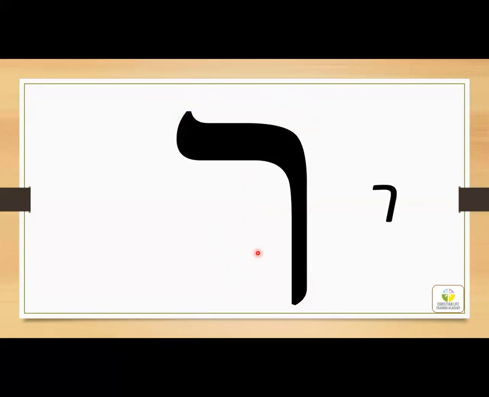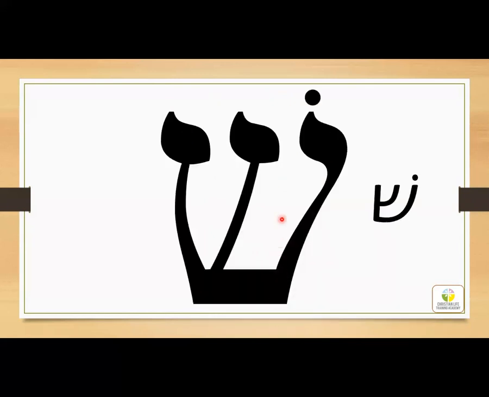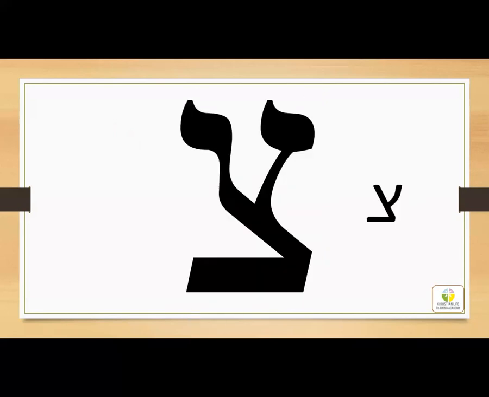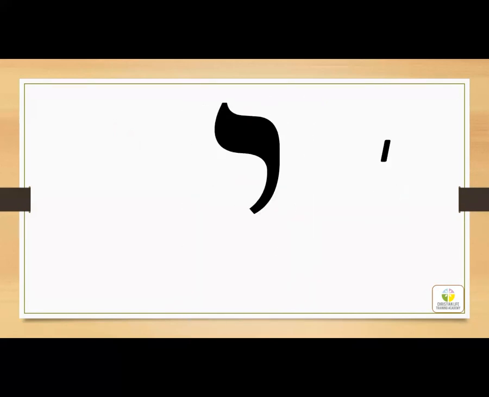Resh is round. Resh. Shin. Sin. Sin is never right. Sin is always left. And then Tav. Right. Who would like to recite for me, please?